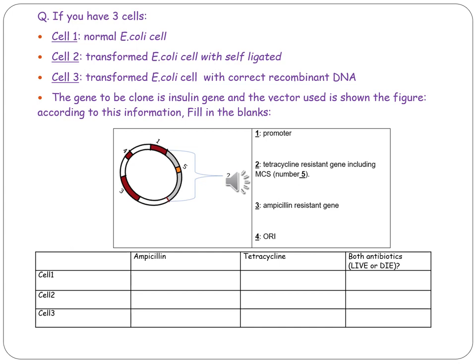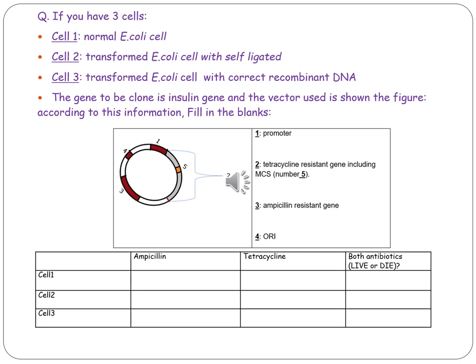Cell number 2 is a transformed E. coli cell with self-ligated plasmid. And cell number 3 is a transformed E. coli cell with the correct recombinant DNA. Here they said the gene to be cloned is insulin gene, and the vector used is shown in the figure. So let's have a look at the plasmid figure.